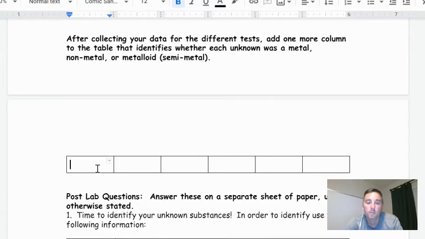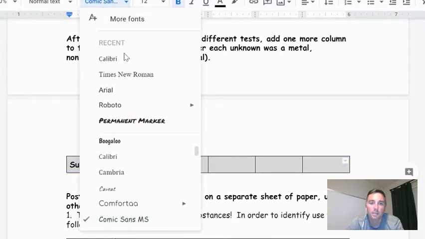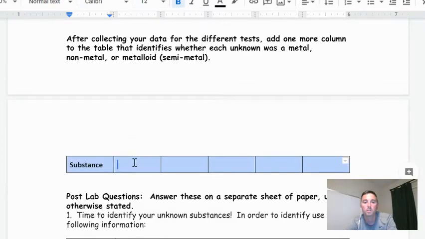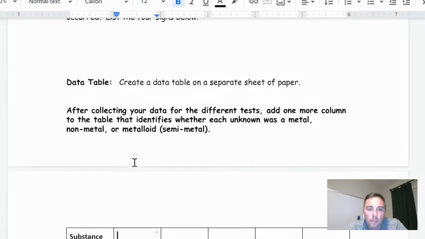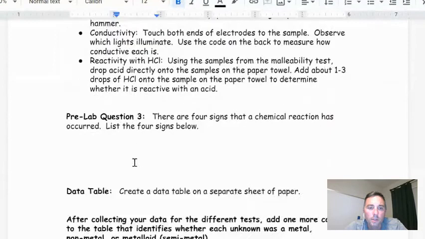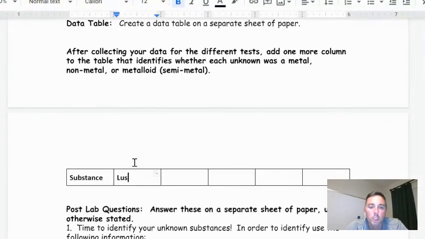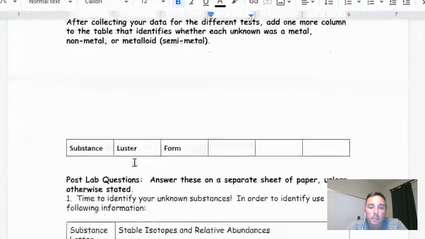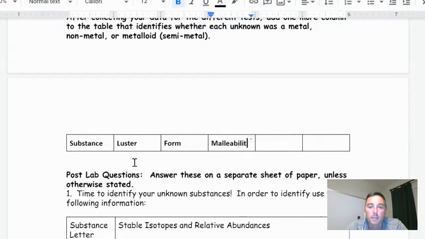All right. So substance. This font is weird. Let's go ahead and just make this not Comic Sans, not Times Roman. Let's just go Calibri. That looks good. Substance. Okay. What am I testing again? All right. So luster, form, malleability.